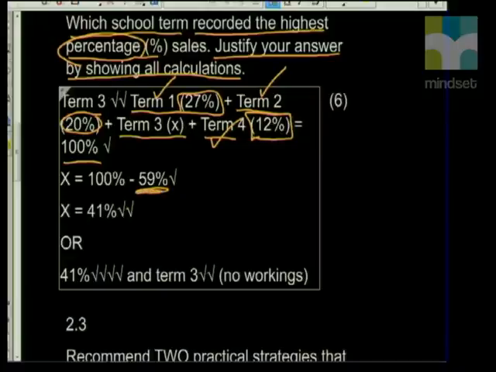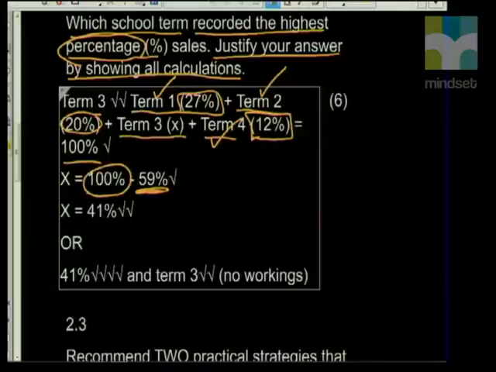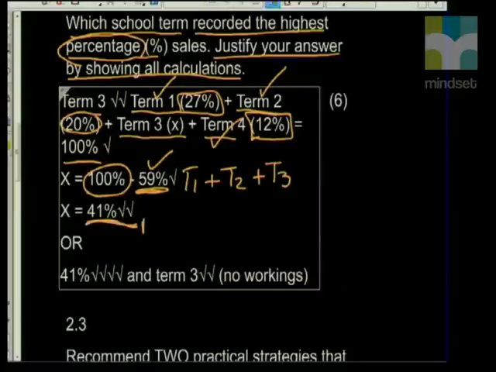Then we know a pie chart is out of 100, and this, again, is general knowledge that you need to know and walk into the exam with your maths knowledge as is. So you're going to go 100% minus the 59%, which was term 1, plus term 2, and term 4. After you've done the calculation, you'll see that it is 41%.